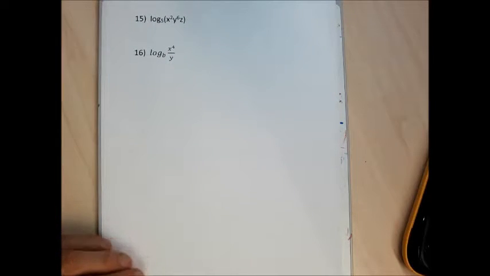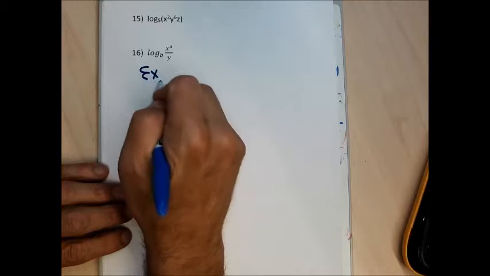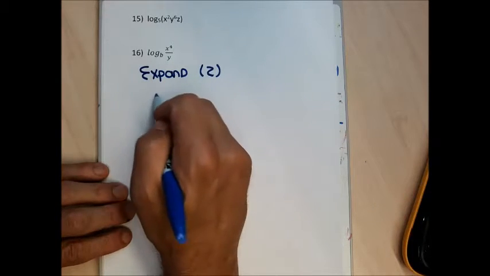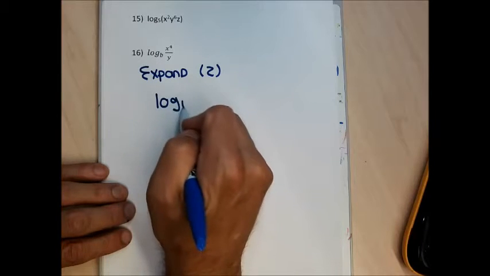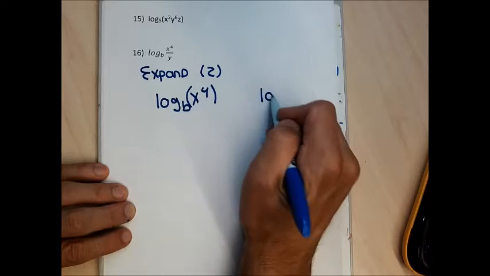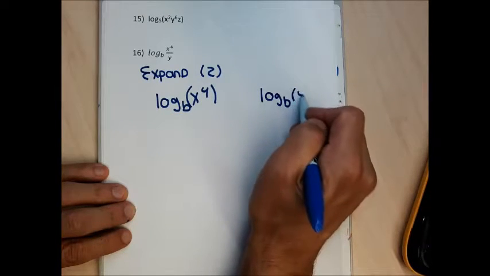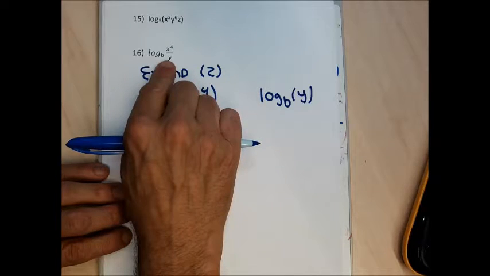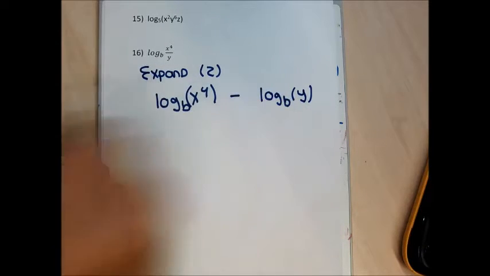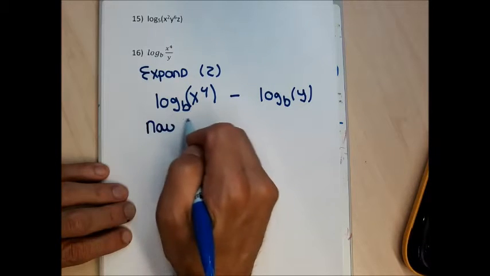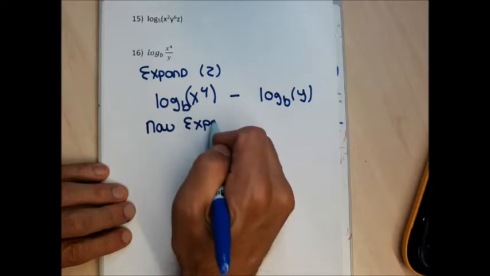My 16 is a little bit different. So for 16, I'm going to expand. It says there's only 2 letters. I'm going to expand into 2 logs. So I'm going to write 1 logarithm with the x to the 4th and a second logarithm with the letter of y. Because it's a division, any letter that's in the denominator, its logarithm gets a minus in front. So that's the expanding. Now, I'm going to make exponents into times, and I'll have my answer.